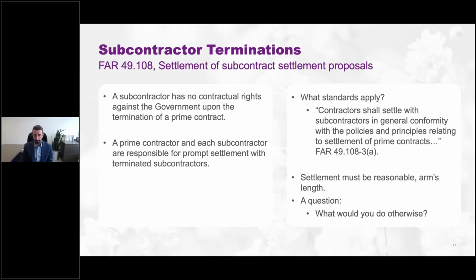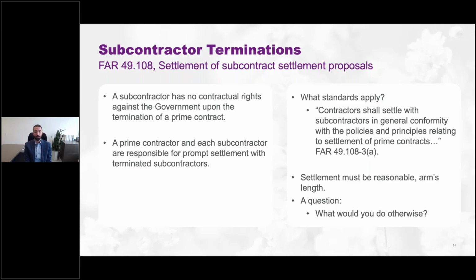A subcontractor in the normal case has no contractual rights against the government upon termination of a prime contract, because the subcontractor doesn't have a contract with the government. They have a contract with the prime. So there's a chain. Government terminates the prime, the prime terminates the sub, and you then settle in sequence. The prime settles with the sub, the government settles with the prime. Okay. The FAR says 49-108, again, we're talking about FAR Part 49 terminations here, that a prime contractor and each subcontractor are responsible for prompt settlement with their terminated subcontractors or lower tier subcontractors.